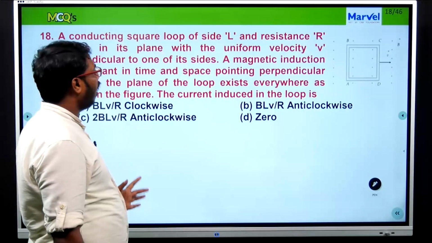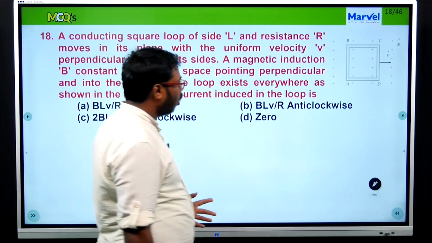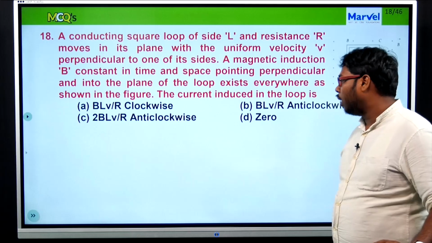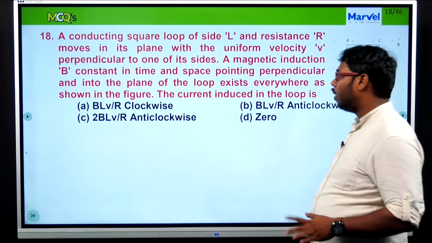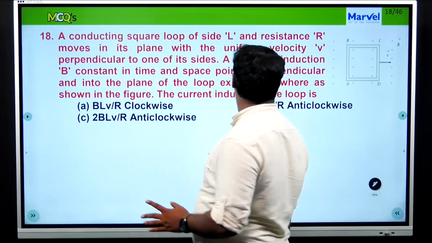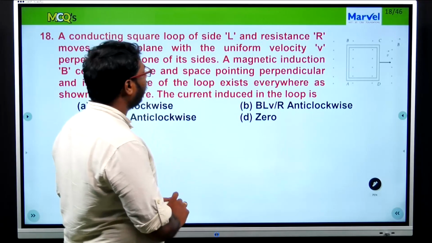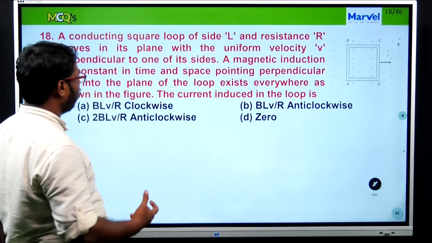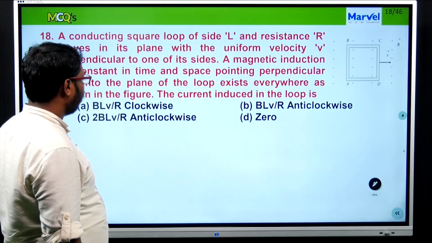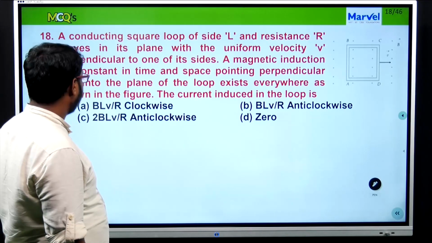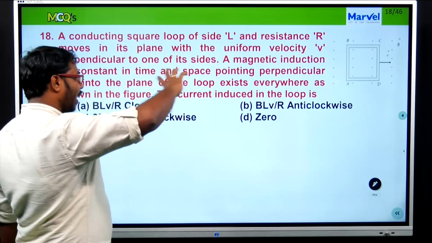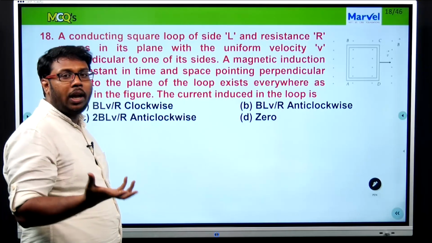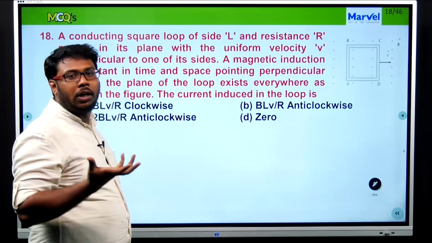So all that you have to find is, when this entire loop moves, what current is going to get induced. That is what we are interested in. The very first thing we have to do is see how the current comes into play. Since if the area changes, due to electromagnetic induction there is a possibility that the current comes in.